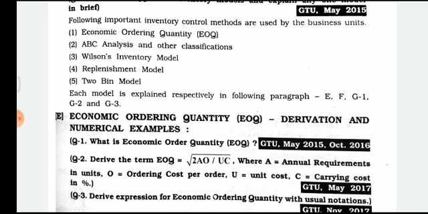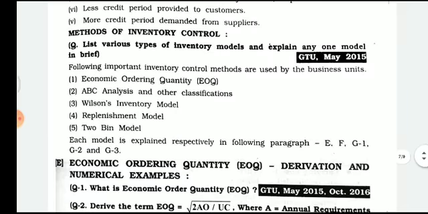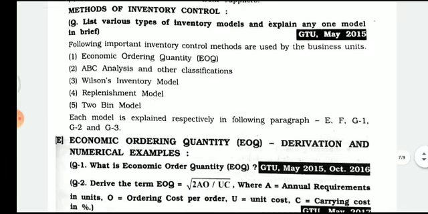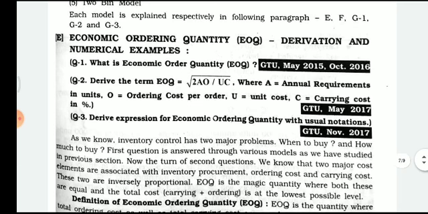Okay, so let's see the various types. The first method is economic ordering quantity: derivation and numerical examples. First, what is economical order quantity? And second, derive the term.